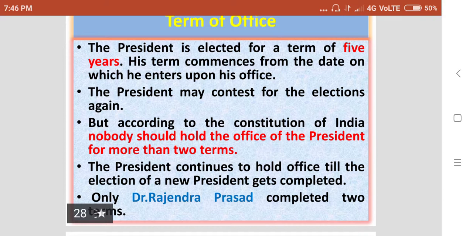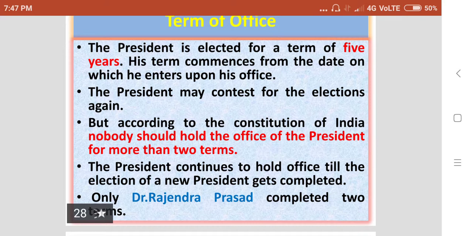If he succeeds in the election, but according to the Constitution of India, nobody should hold the office of the President for more than 2 terms. Our constitution says that no person should hold office as the President for more than 2 terms. So for a second term he is eligible, but for a third term he is not eligible. He cannot contest the election. The President continues to hold office till the election of a new President is completed.